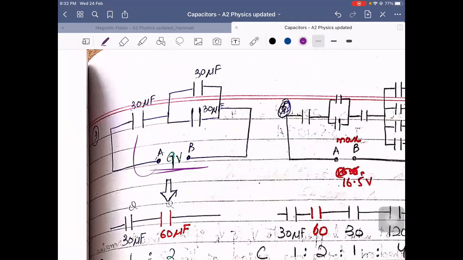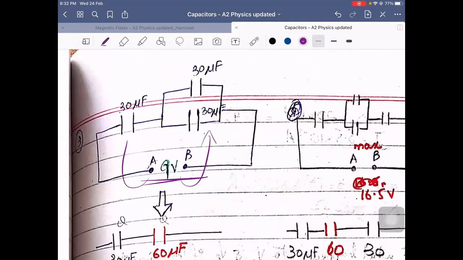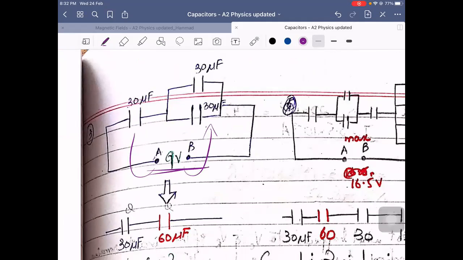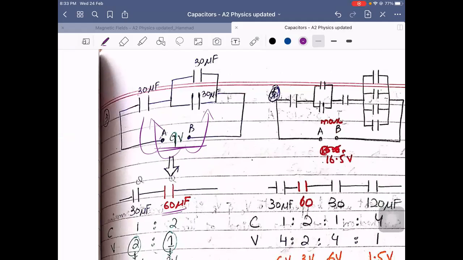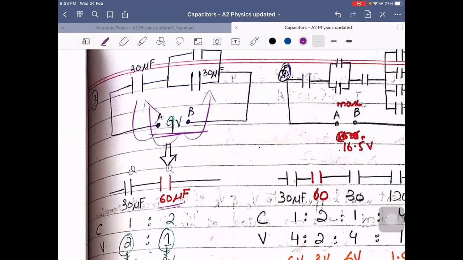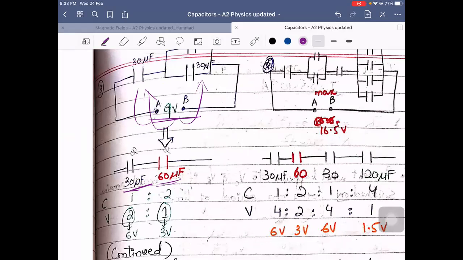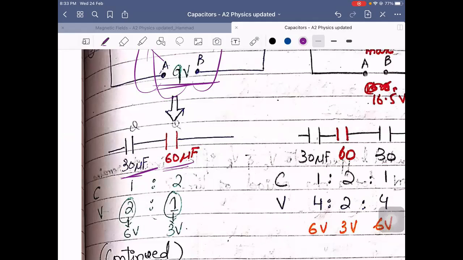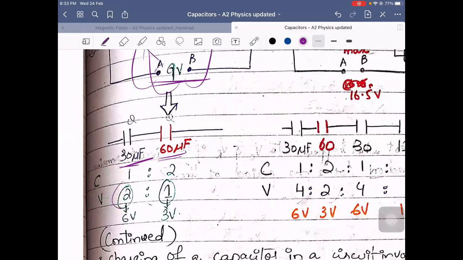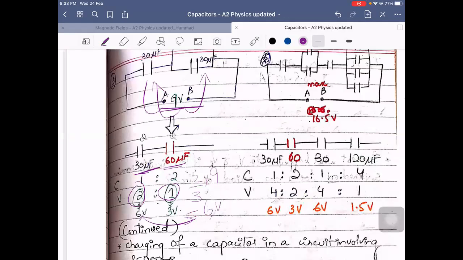Now, in 9 volts, first of all, you will reduce the parallel circuit. 30 plus 30 makes it 60 microfarads, right? And the 30 comes in series with the 60 microfarad, right? Please check the 1:2 ratio of capacitance. In a series circuit, capacitance is inversely proportional to the voltage value, and this is the reason why the voltage drop would be 2:1. So if you check 2 upon 3 total share of the voltage into 9, you will get a value of 6 volts for this capacitor and 3 for the other one.